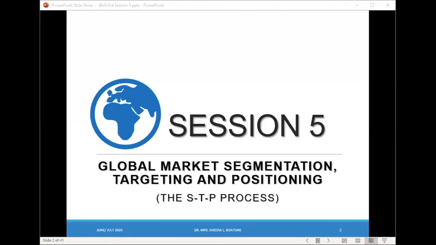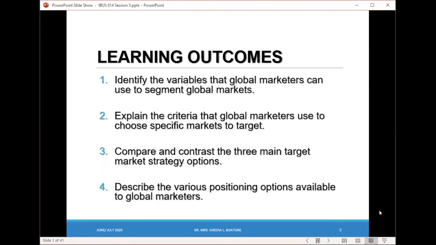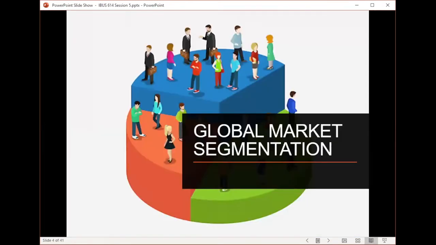So as usual, there are certain learning outcomes that we hope to achieve by the end of the session. And they are as follows. First, to be able to identify the variables that global marketers can use to segment global markets. And then to be able to explain the criteria that global marketers use to choose specific markets to target. And then to compare and contrast the 3 main target market strategy options. And then finally, to describe the various positioning options available to global marketers. So these are the main outcomes we hope to achieve by the end of the session. So we'll get right into it.